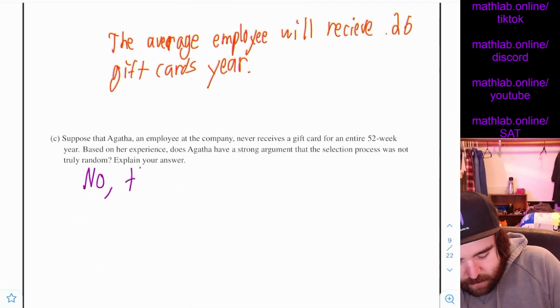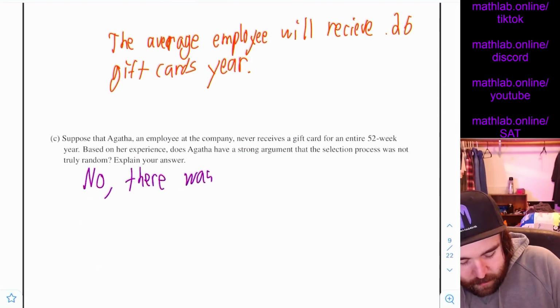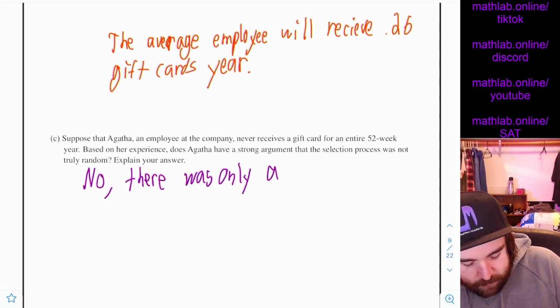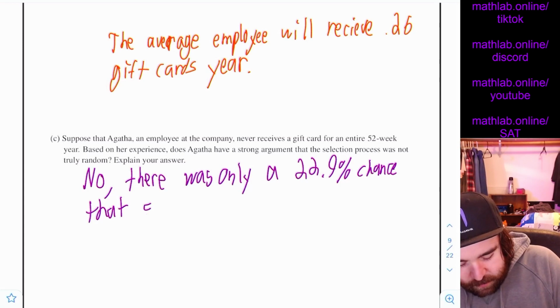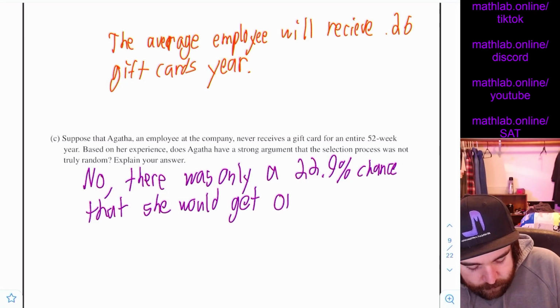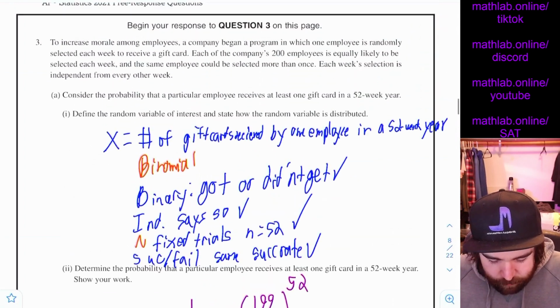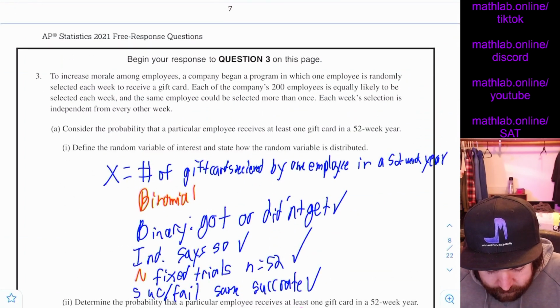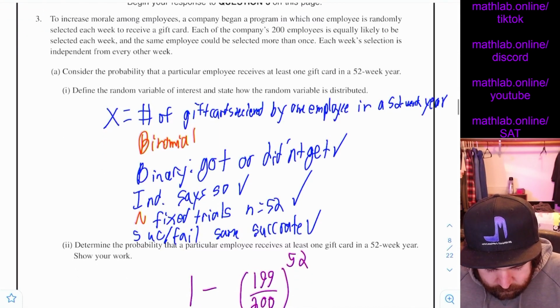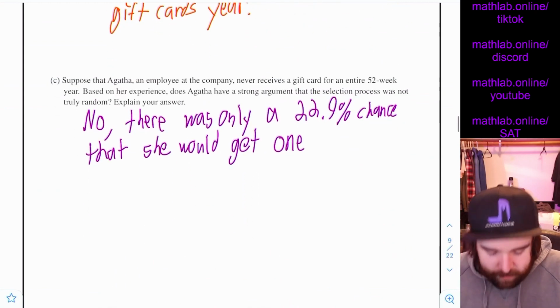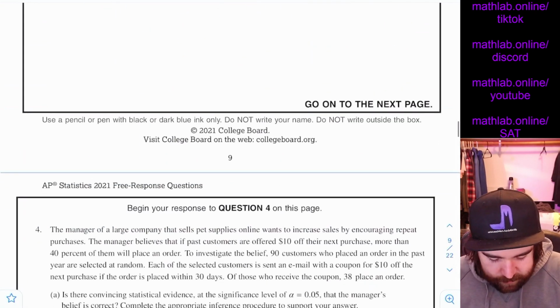There was only a 22.9% chance that she would get one. It makes me feel like I got my number wrong there. But no, they're giving out one gift card out of 200 employees. Yeah, no. There's only a 22.9%. Yeah, no. Agatha's just being ridiculous.